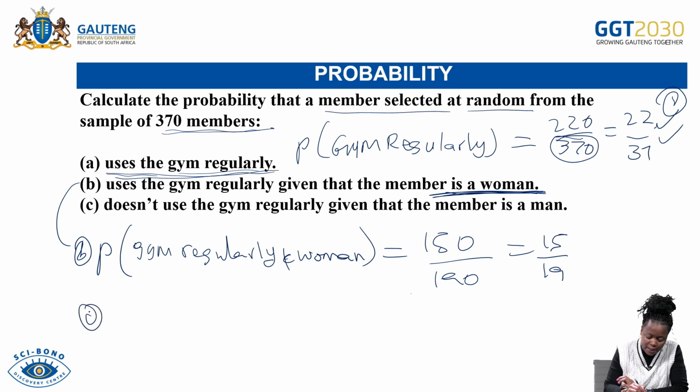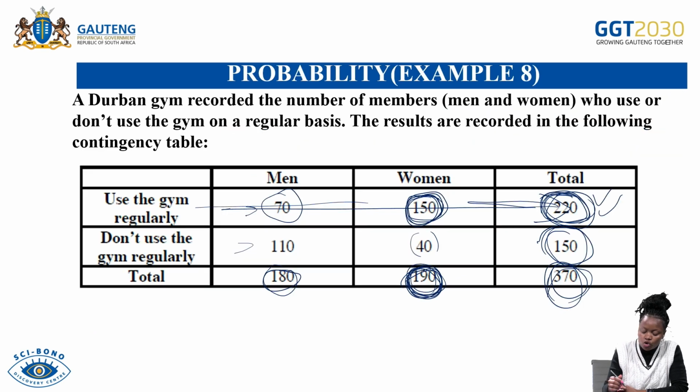You move to letter C. It says doesn't use the gym regularly, given that the member is a man. So a member is a man but doesn't use the gym regularly. Sorry. So if doesn't use the gym regularly, it means you are going to go to the men that don't use the gym regularly. Then in that case, it's going to be 110. Right?